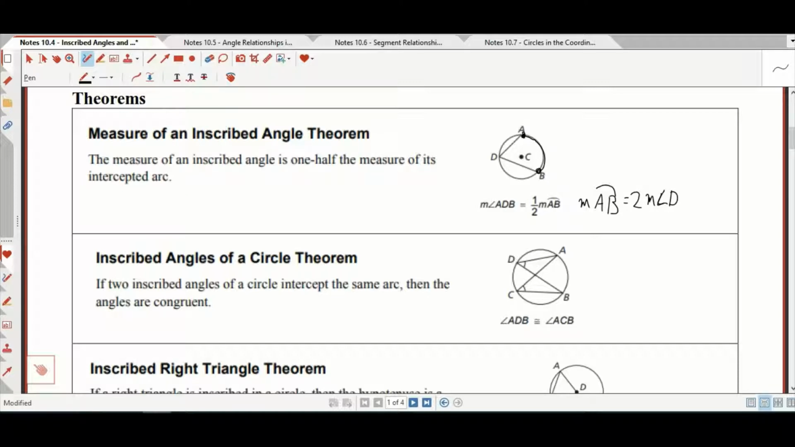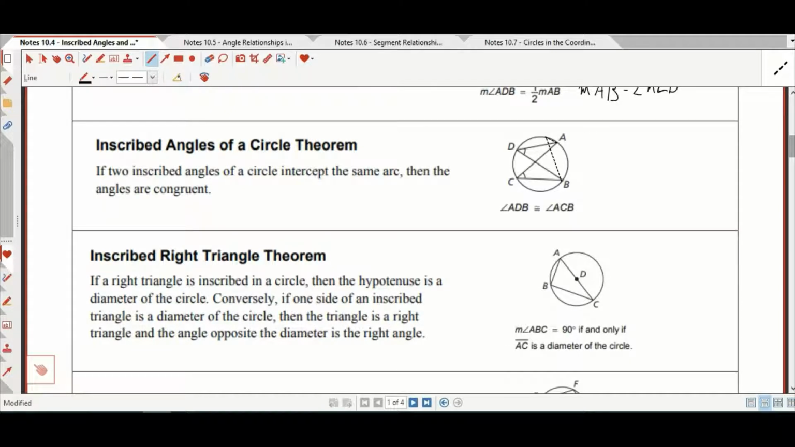The inscribed angles of a circle theorem: since that's true, it also turns out that if two inscribed angles of a circle intercept the same arc, then the angles are congruent. And that might look really funny for some of these, like if this angle that I just created that goes through A to AB has the same measure as angle D and angle C, which seems crazy, but it's true.